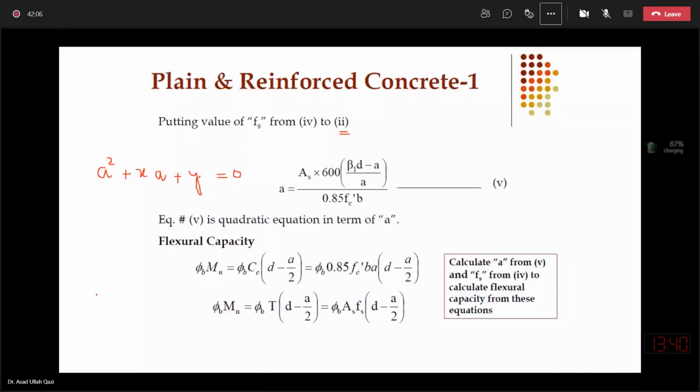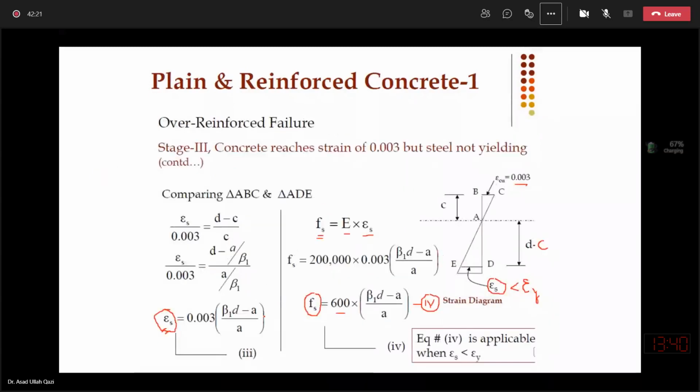So you will select that A, and that A can then be checked by putting it in this strain equation to determine what is the epsilon s, and obviously epsilon s will come out to be less than epsilon y. That A you can also put here to determine Fs, and obviously Fs will be less than Fy.